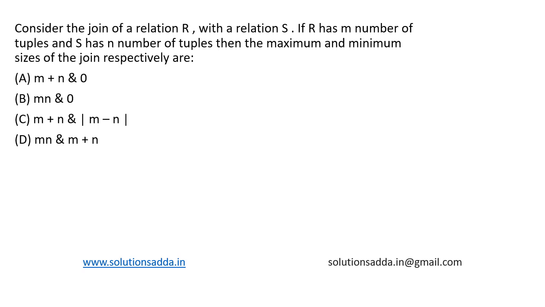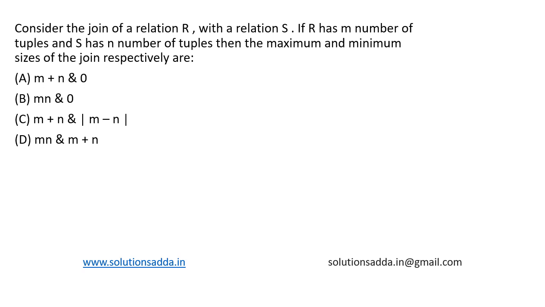This is a question from database. Consider the join of a relation R with a relation S. If R has m number of tuples and S has n number of tuples, then the maximum and the minimum size of the joins respectively are, and 4 options are given.